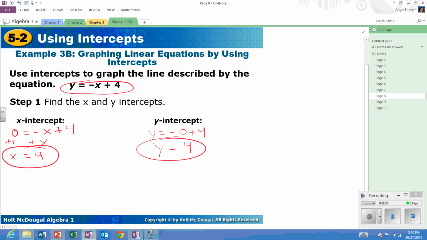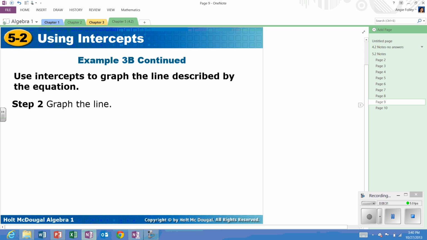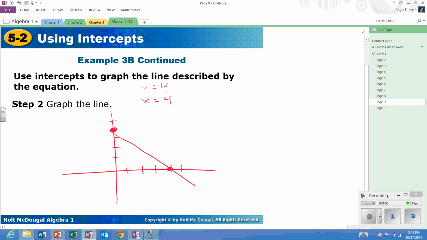So our y-intercept is 4, and our x-intercept is 4. Now we're going to graph this. It doesn't always come out that way. That's just how it worked on this one. For the y-intercept, we go up 4, 1, 2, 3, 4. And our x-intercept is over 1, 2, 3, 4. To draw our line, we just connect the points with a nice straight line. You could use a ruler to make it straight if you want, and you're done.